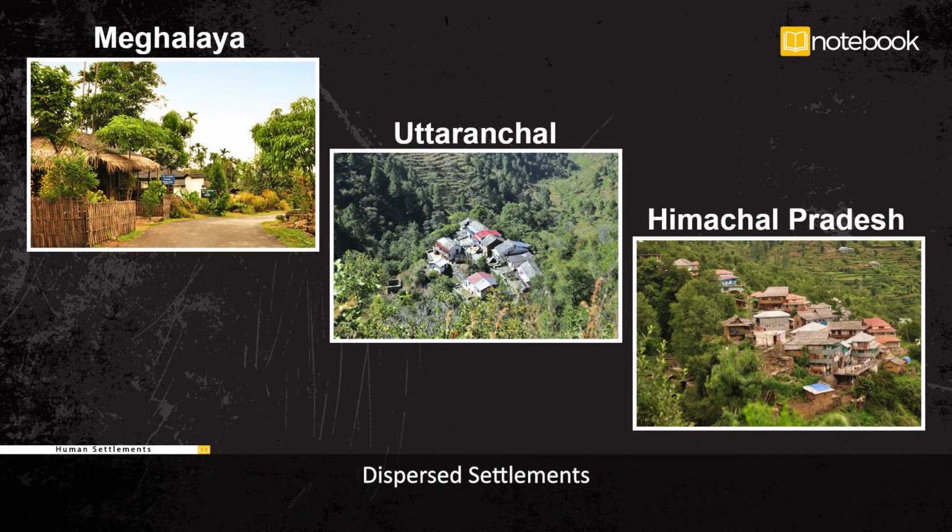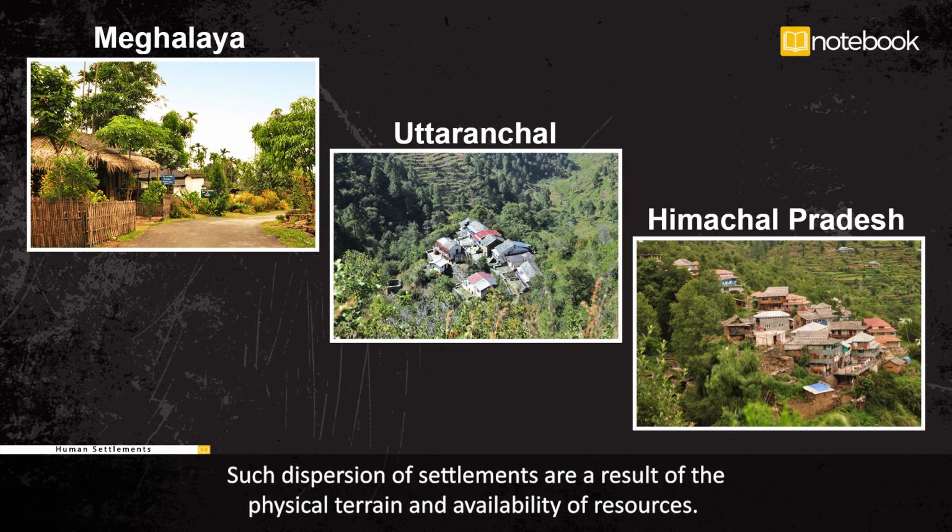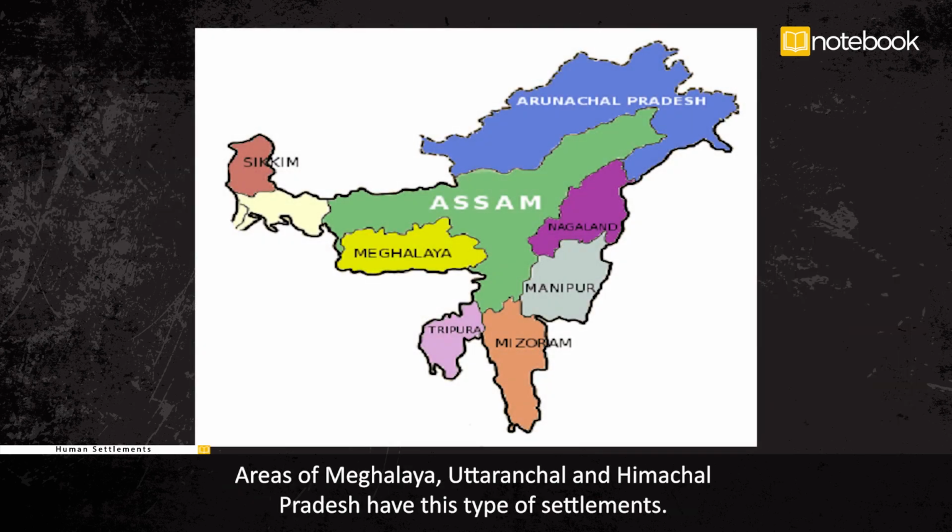Dispersed settlements. Settlements of this type are formed by the growth of isolated huts in jungles and hillsides with farms on the slopelands. Such dispersion of settlements are a result of the physical terrain and availability of resources. Areas of Meghalaya, Uttaranchal, and Himachal Pradesh have this type of settlements.